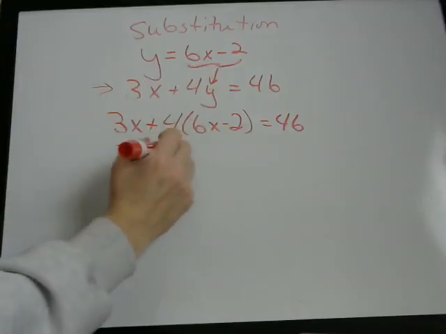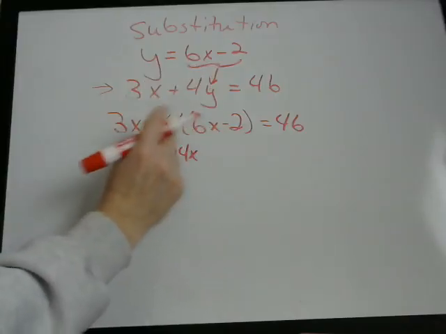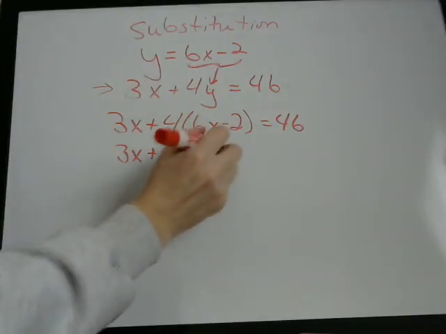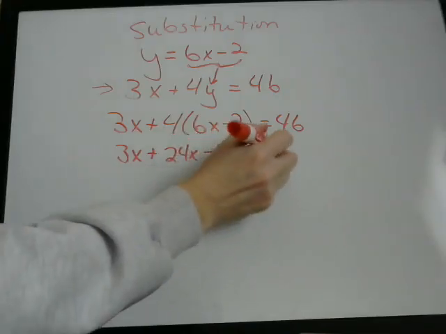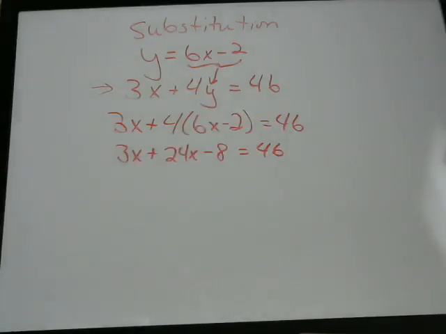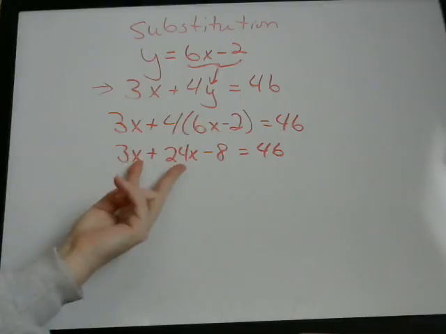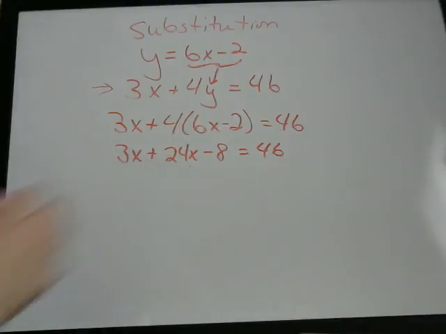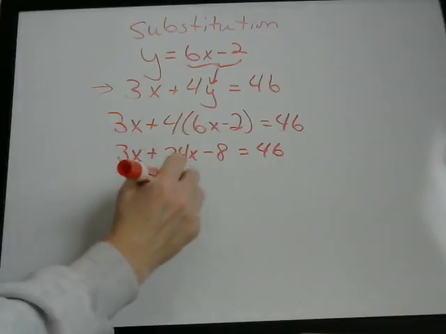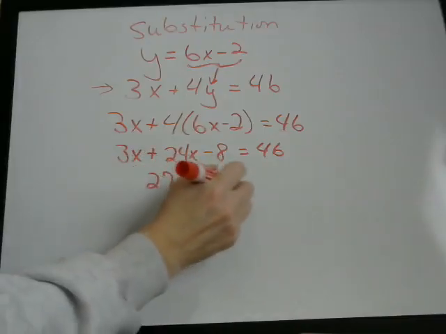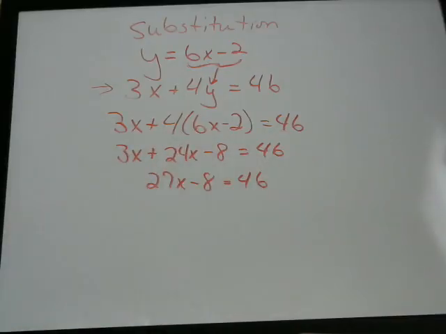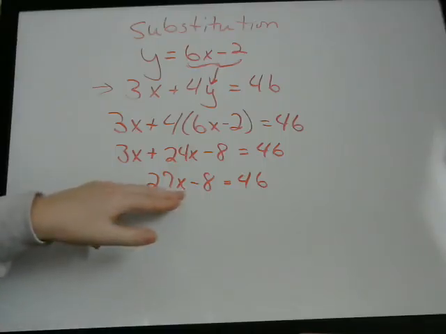So 4 times 6 is 24x. 4 times negative 2 is negative 8, equals 46. Since both of these have x's on them, we can add them together. So 3x plus 24x is just 27x. Here's where you need to know how to do basic algebra equations. We need to solve for x.